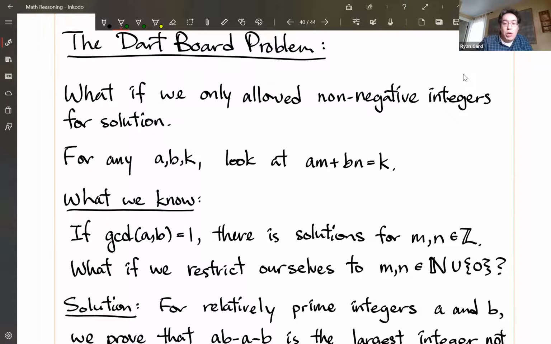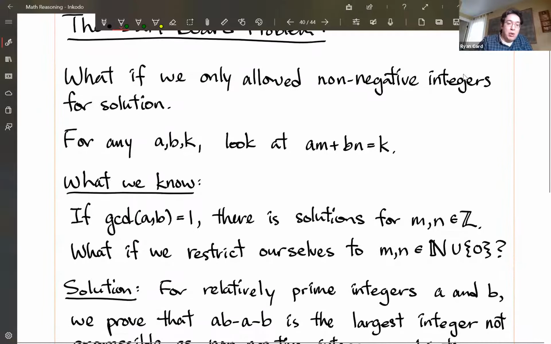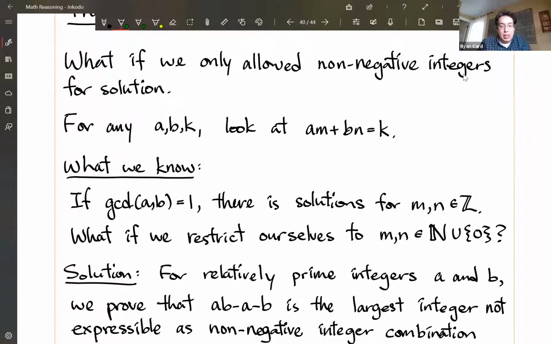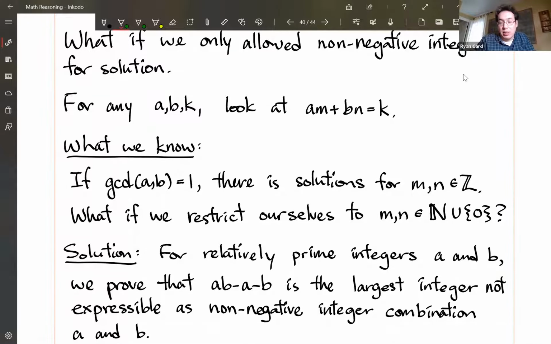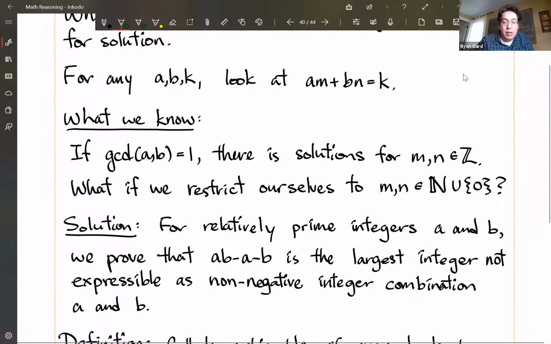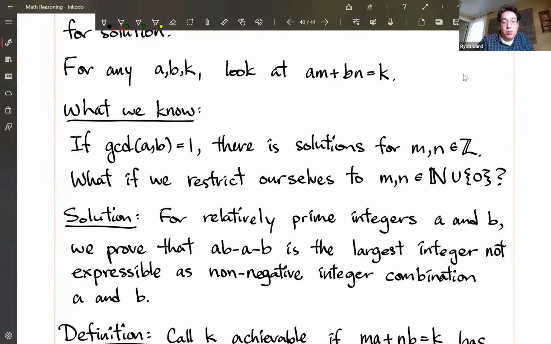All right, so what do we know from last time? We know that if the greatest common divisor of a and b is equal to 1, so they're relatively prime, then there are solutions for m and n in integers. And we haven't talked about what happens if we only restrict to positive integers, or positive also including 0, just non-negative integers.